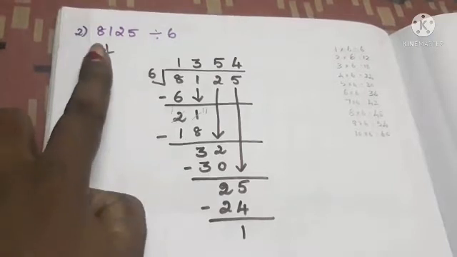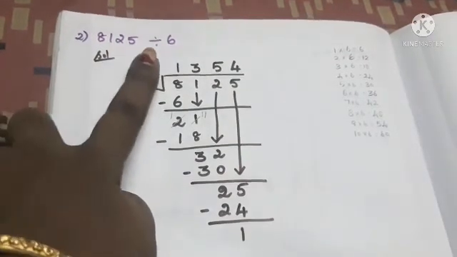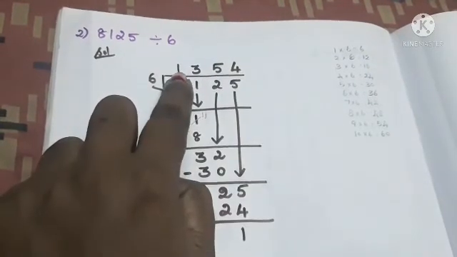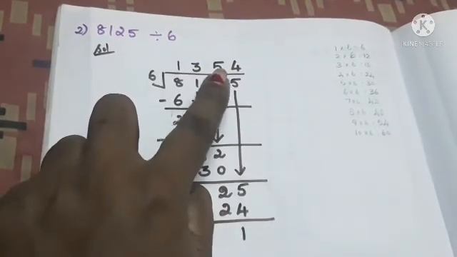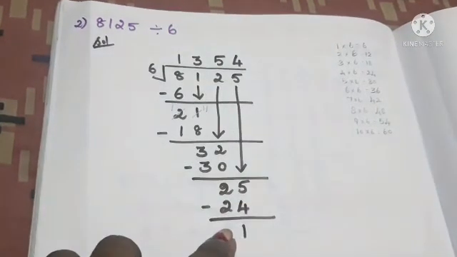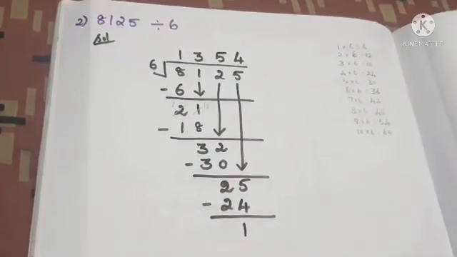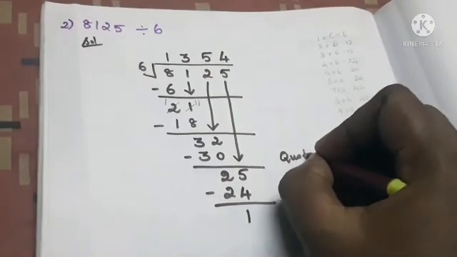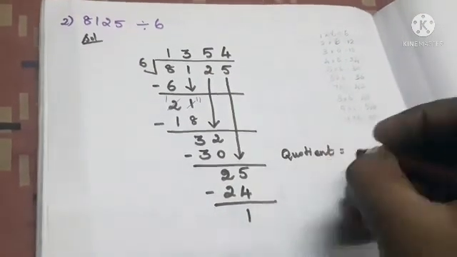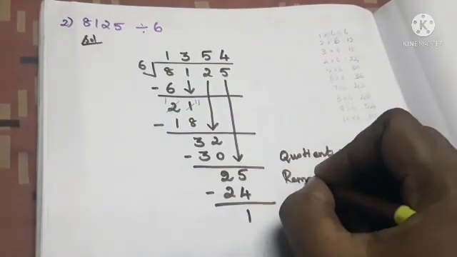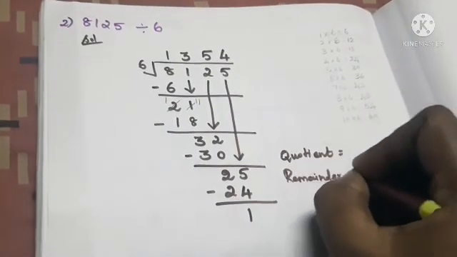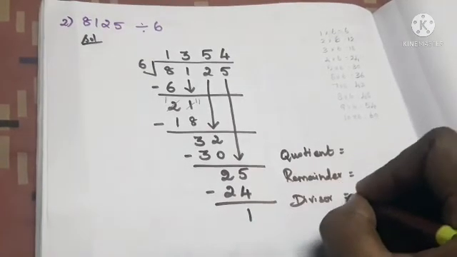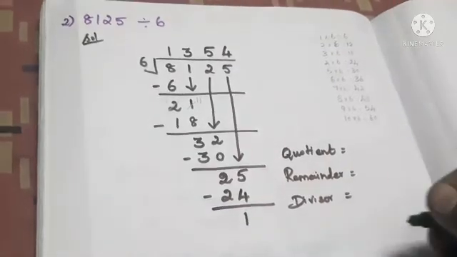So now if you divide 8125 by 6, you will get the quotient as 1354, and you will get the remainder as 1. So we can write the values at the right side. That means first the quotient is equal to, then we write the remainder, then the divisor, because we are going to use the formula now. In the formula we need the quotient value, remainder, and the divisor.